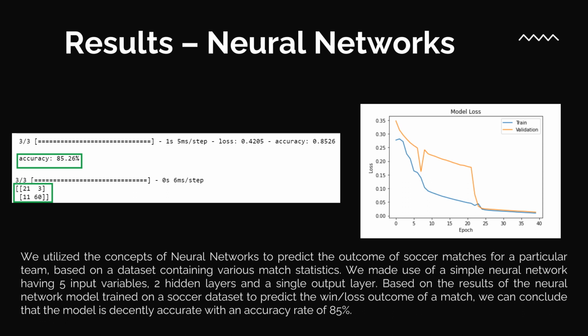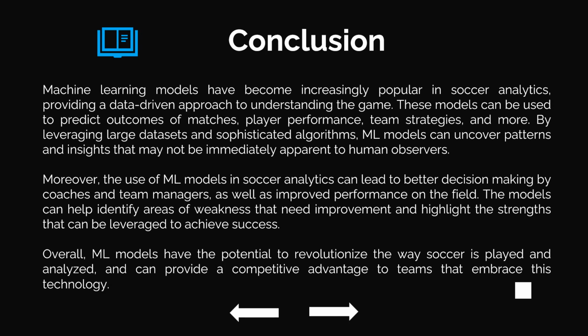And finally, neural networks. Neural networks were again used to predict the outcome of a game. We implemented a simple network with 5 inputs, 2 hidden layers, and a single output, and it got an accuracy of 85% as shown on the left hand side image. As the neural network progressed, the loss reduced and the accuracy increased, which can be shown on the right hand side image, which is also known as the learning curve. Factors like venue, either home or away, number of rest days between games, and the competition in which the match was being played did affect the outcomes of a game.